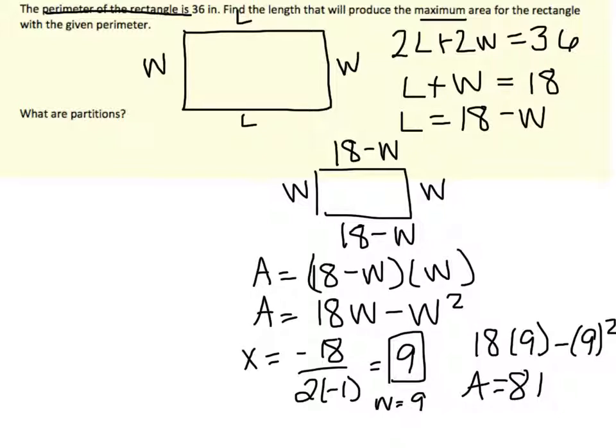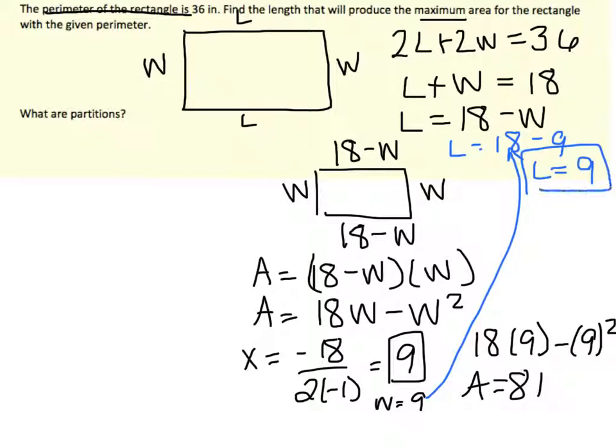So if W equals 9, I'm going to substitute that back up in here to figure out what the length is. So the length also equals 9. So it says find the length that will produce the maximum area. Well, the length is going to be 9. The width is going to be 9. So when it's asking for the dimensions in part B, that's just asking for the dimensions, 9 by 9.